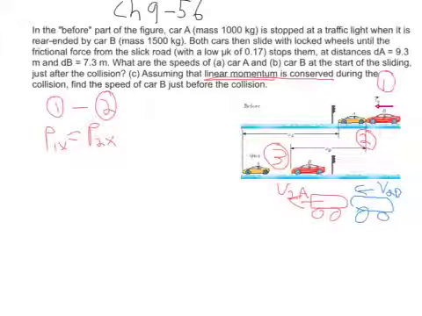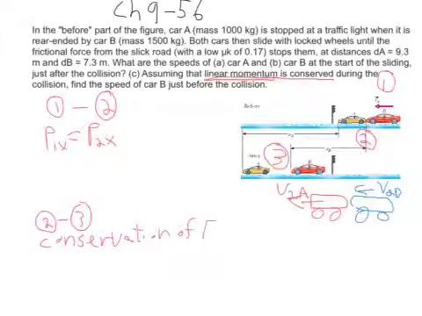That's good. Then we're looking at point 2 to point 3, where we have the two cars sliding, and for that I'm going to choose to use conservation of energy. You can use equations of motion and forces as well, but I like using energy, so I'm going to go with conservation of energy between those two points.